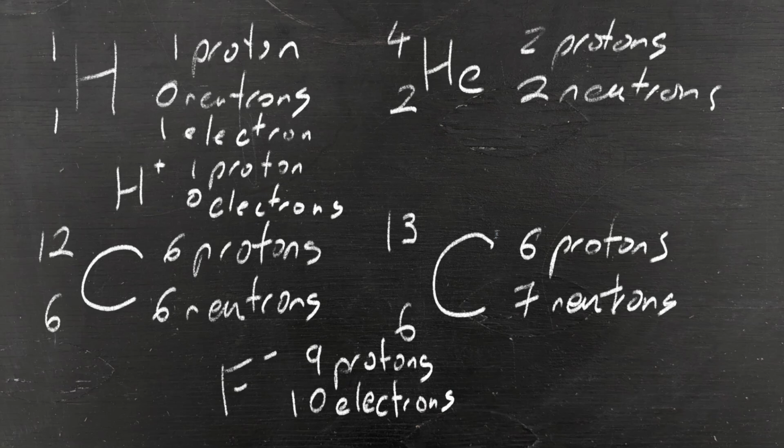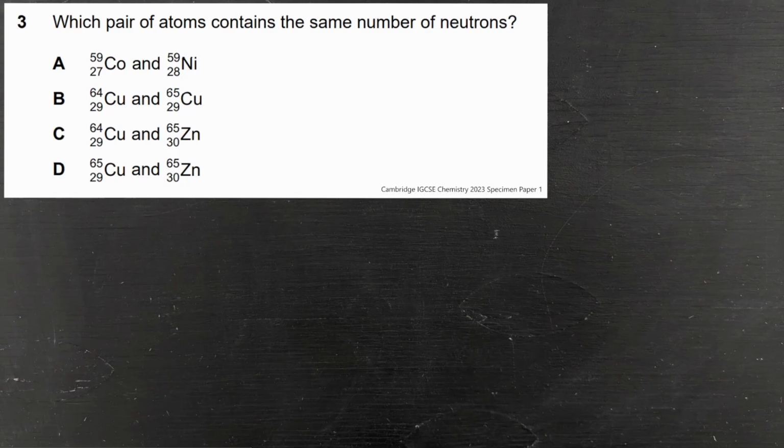Now let's take these ideas and these concepts and apply them to some actual exam questions. In this question, we're asked which pair of atoms contains the same number of neutrons. So we're going to have to go through and do a quick calculation for each atom to determine the number of neutrons it has. Remember that the smaller number is the atomic number, and that identifies the number of protons in the nucleus as well as which element is present.